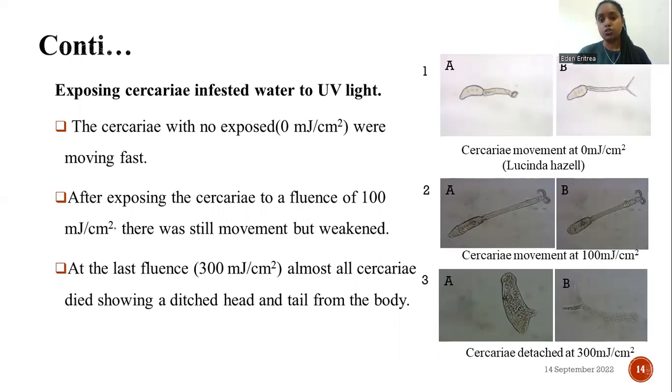And the second image shows the contraction and the relaxation was decreasing. As you can see, the tail has a shape of a fork, which shows the tail is weakened, and the movement was also weakened, but the Cercaria was still alive. And the third image shows the Cercaria detached from the body, the head and the tail part. It's detached from the whole body at 300 millijoules per centimeter square.